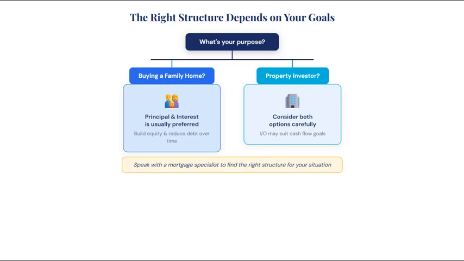Neither repayment type is automatically better. The right choice depends on your goals, financial situation, and the purpose of the property. If you're buying a family home, principal and interest is often the preferred option. If you're investing, an interest-only loan may be worth considering in certain situations.